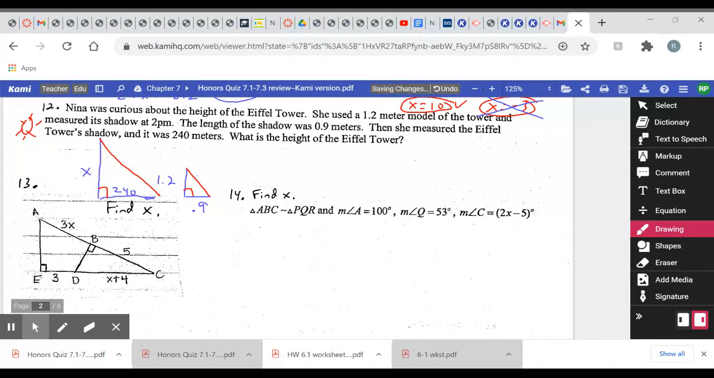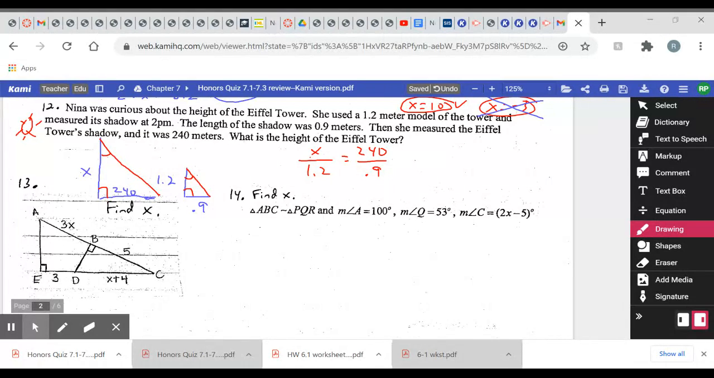And, you know, at one specific instance, that sun is in one spot shining down. So that ray is coming down. So the angle here is congruent for each of those triangles. So I know the triangles are similar by angle similarity, and that's what allows me to set up a proportion. So I can say x, the height of the tower, over 1.2, the height of the model, is equal to 240, the shadow of the tower, over 0.9, the shadow of the model.